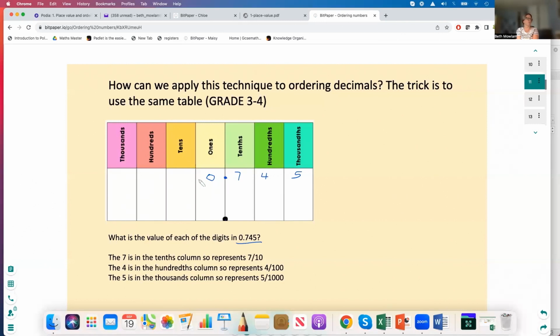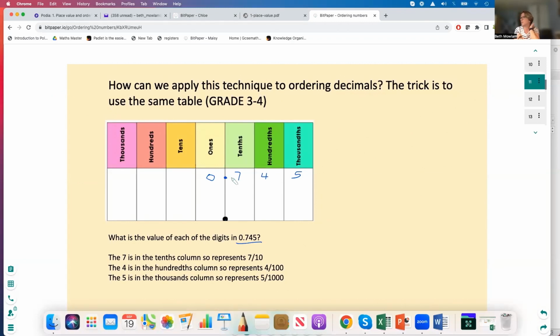So if I've got a 0 point, I always put the 0 in the ones, and that decimal point always in the middle there. So I've written it in the table. As you can see, the 7 is in the tenths column, so that represents the value 7/10. The 4 is in the hundredths column, which represents the value 4/100. And the 5 is in the thousandths column, which represents the value 5/1000.